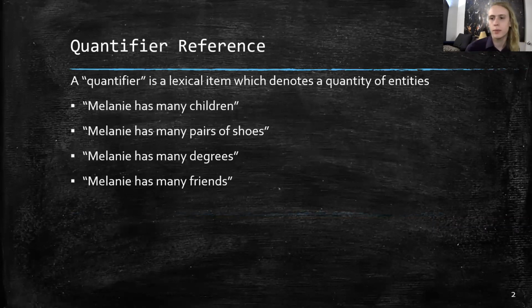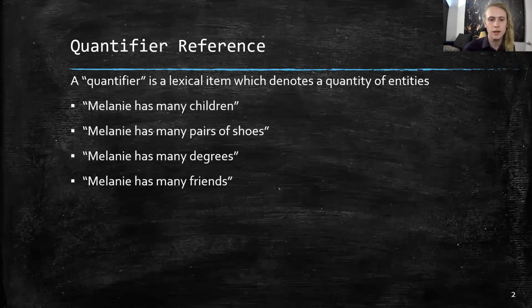So I'm sure most people know what quantifiers are, but just to give a working definition, a quantifier is a lexical item which denotes a quantity of entities. So I have a number of examples here with many. Melanie has many children, Melanie has many pairs of shoes, Melanie has many degrees, etc.